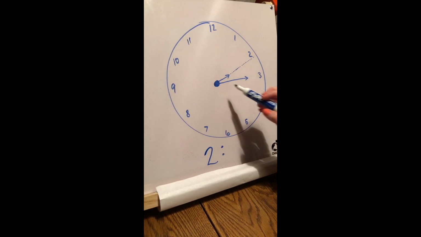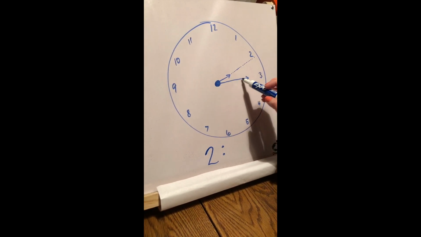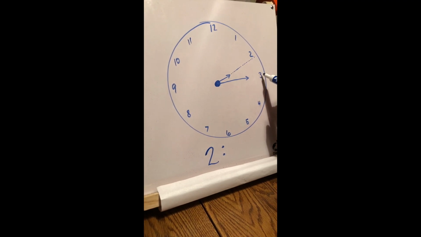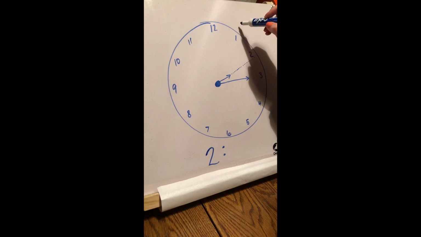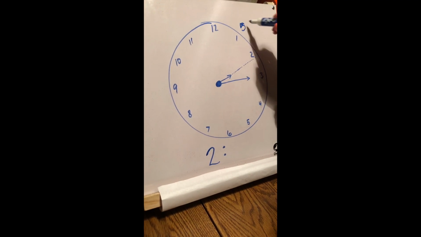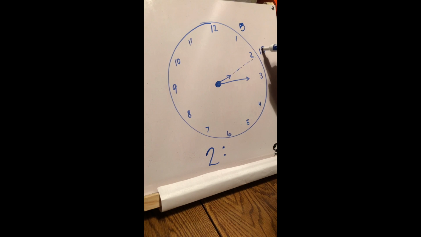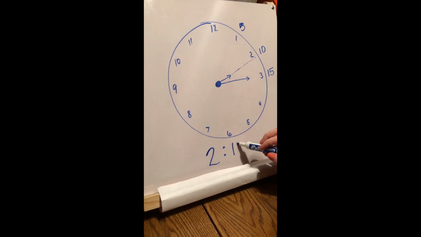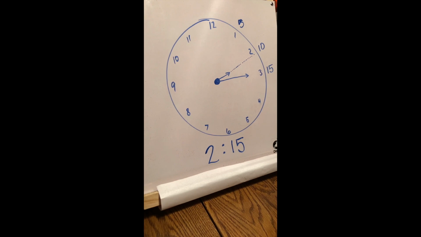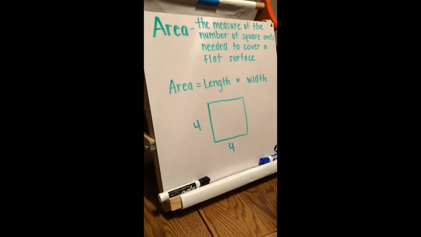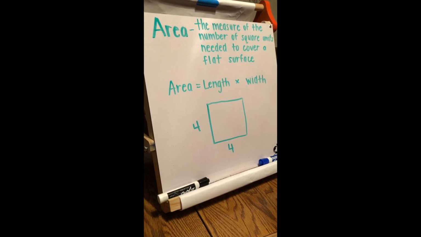Then we look at our long minute hand and we see that it is pointing right at the number 3. When we are counting with our minute hand, we count by 5. So we know this is 5, 10, 15. So 15 minutes have gone by. So our time is 2:15. Another way to say 2:15 would be a quarter after 2. Have fun telling time.